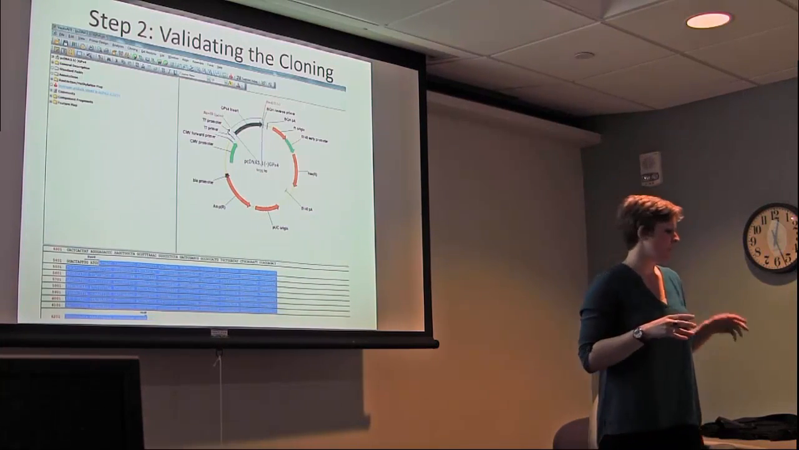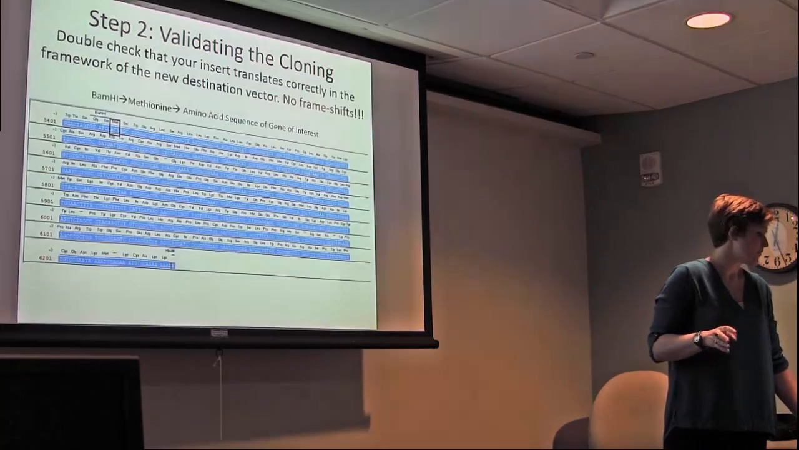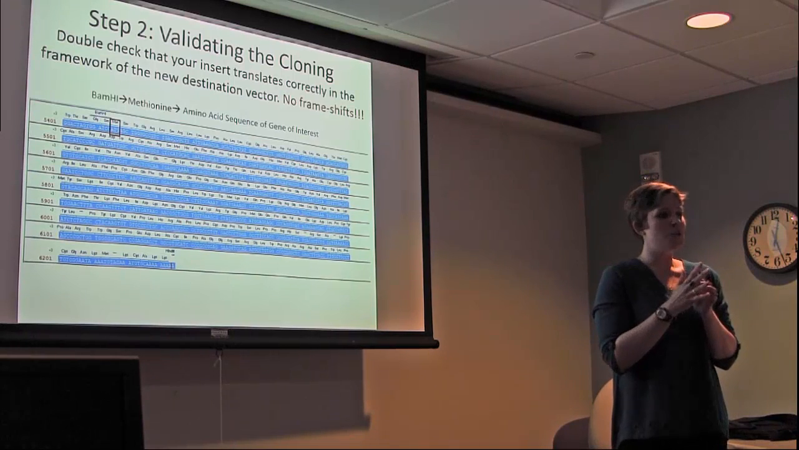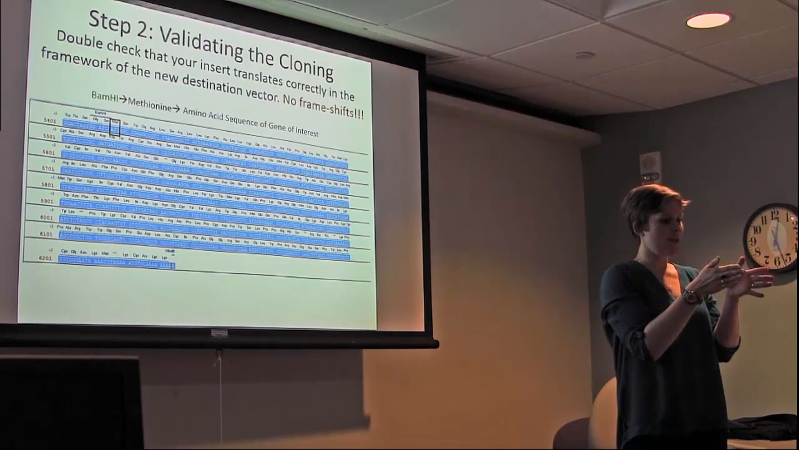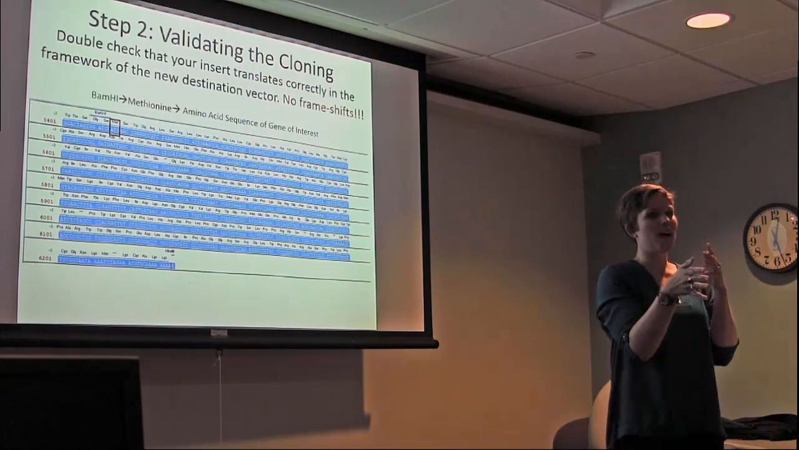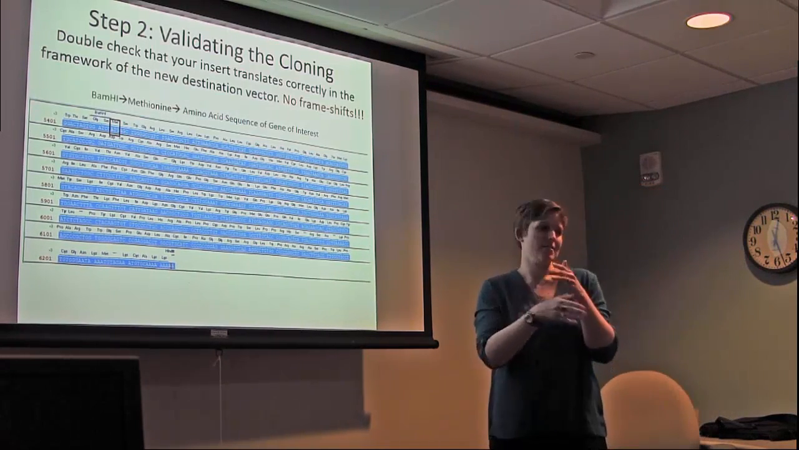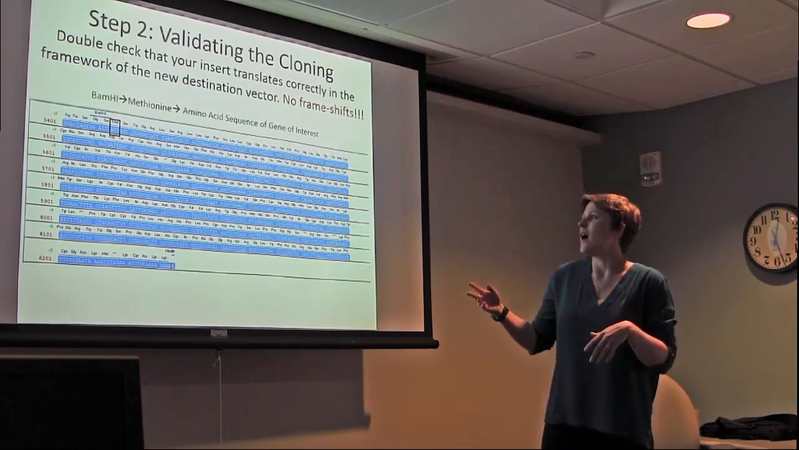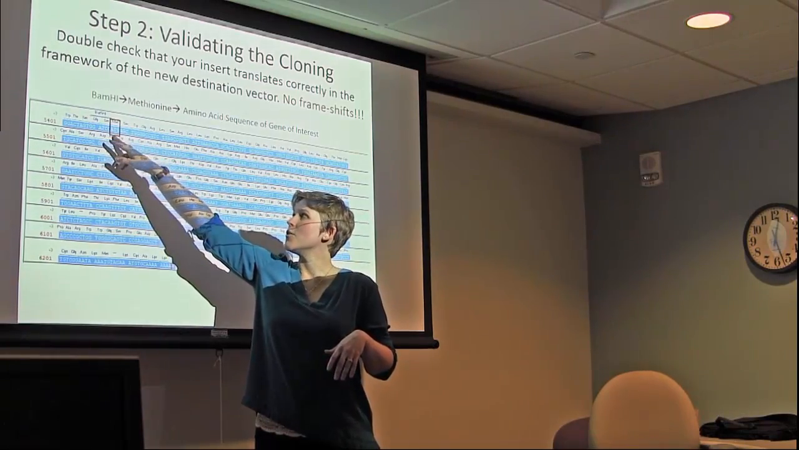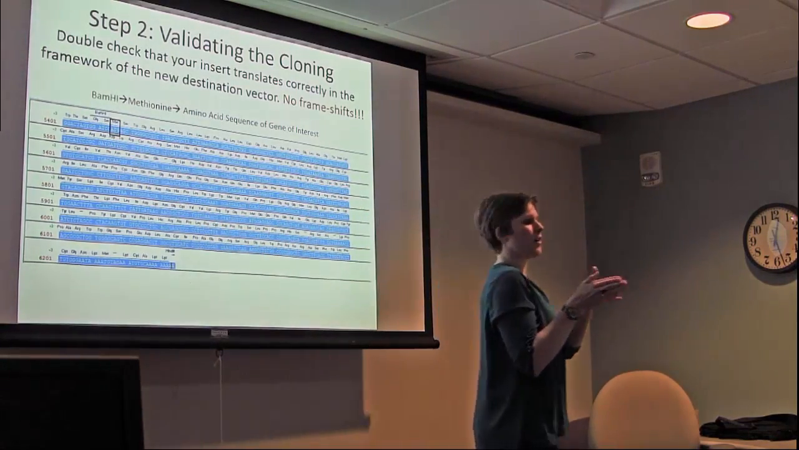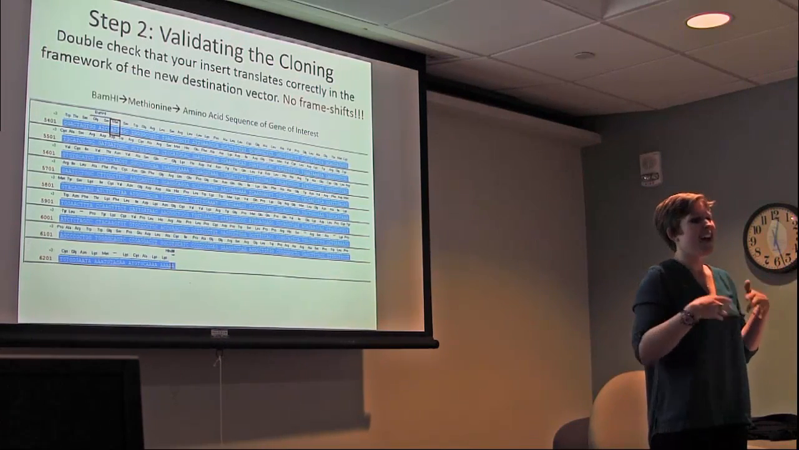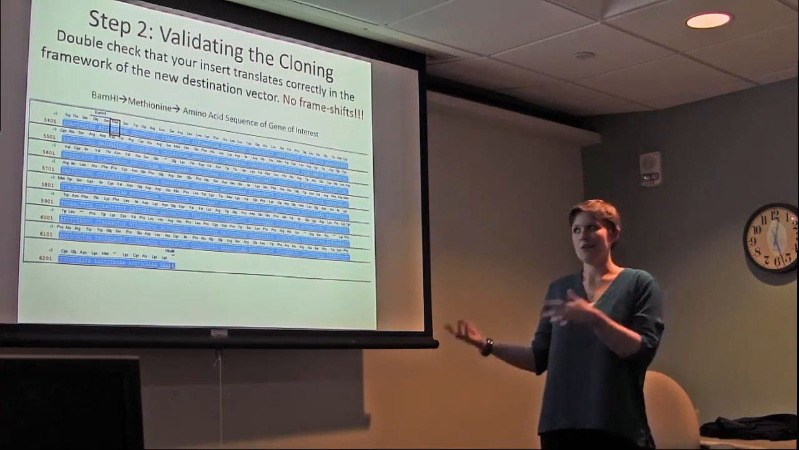But we need to make sure that this is in frame, that there's not a frame shift mutation. What can happen if you insert your gene of interest into a plasmid is that if there are extra nucleotides in the plasmid, and this can happen all the time, when you cleave at your site, you end up moving your start site a little, 1 or 2 nucleotides to the left or right, and you don't get your methionine at your start site.